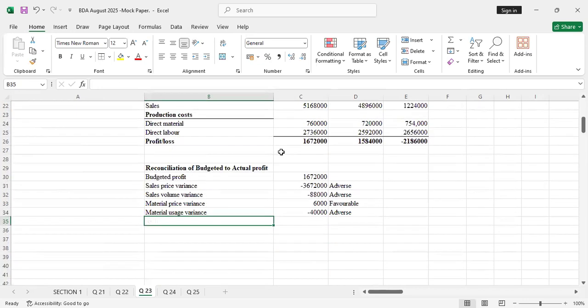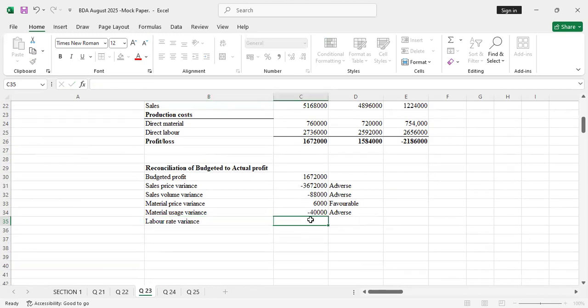So we look at the variances under labor. We'll start with labor rate variance. For the labor rate variance, we will look at the formula. The formula is the standard rate minus actual rate. Then you multiply by actual hours. So we say equals to bracket. So what is this standard rate?